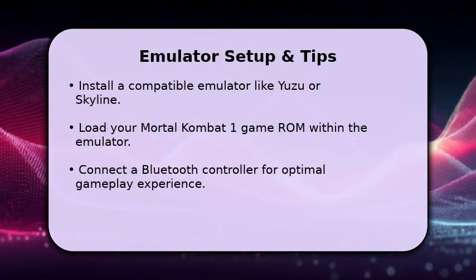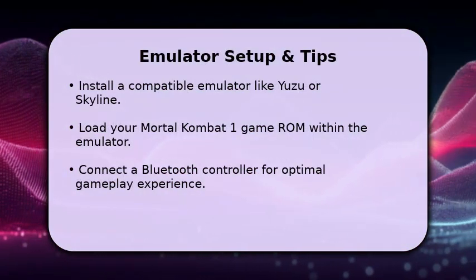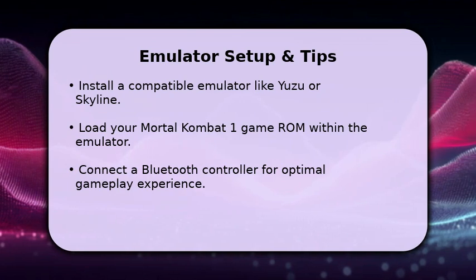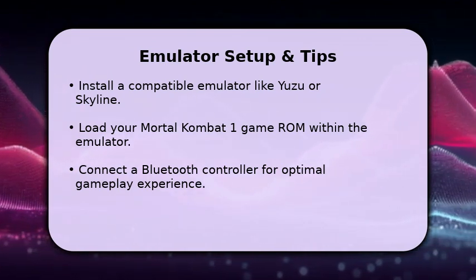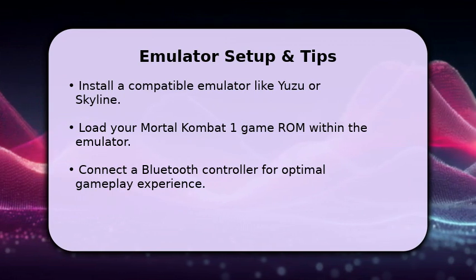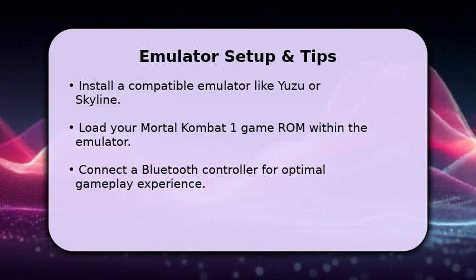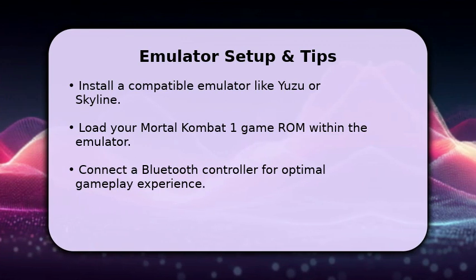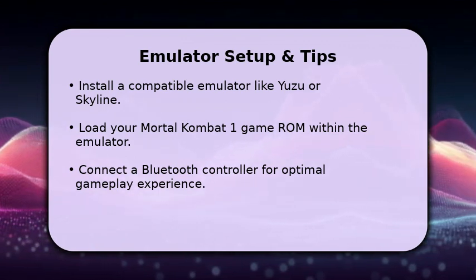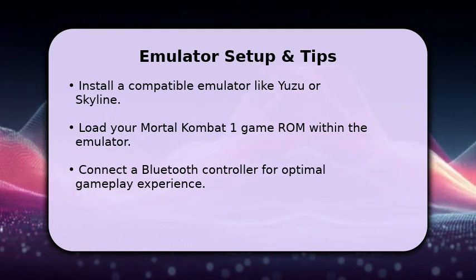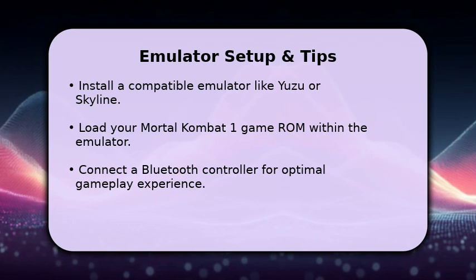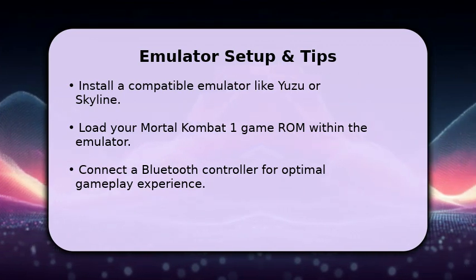To set up an emulator, first install a well-regarded app such as Yuzu or Citron from a trusted source. Next, load your Mortal Kombat 1 game ROM into the emulator. For the best experience, I highly recommend connecting a Bluetooth controller. This will significantly improve your control and overall enjoyment, making the gameplay feel much closer to a console experience.